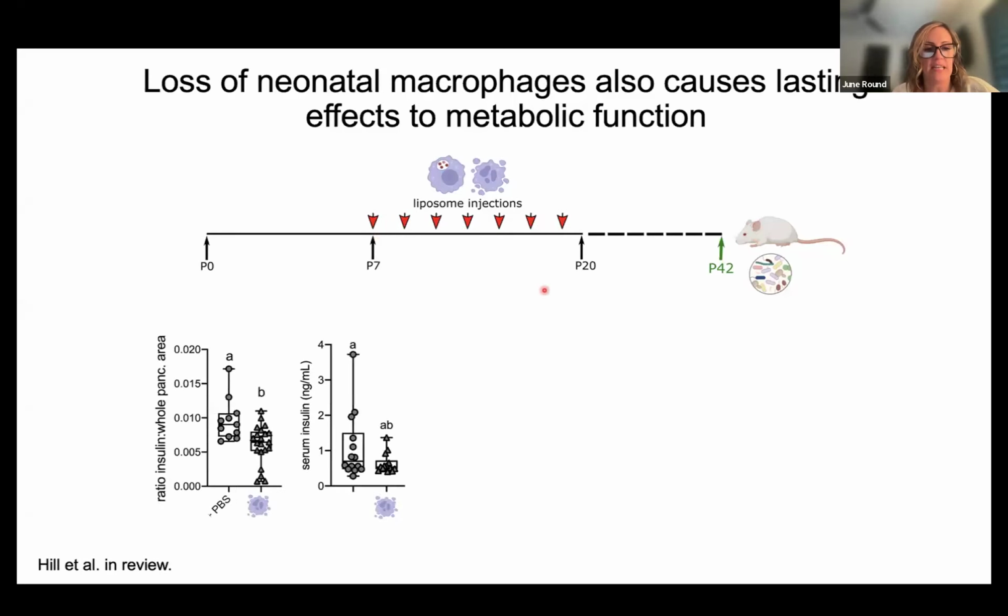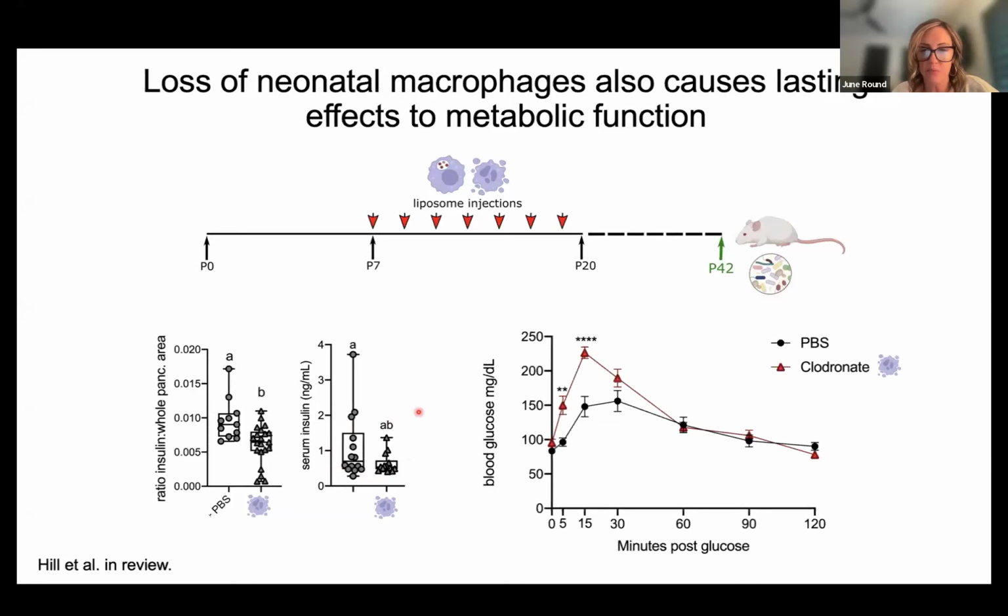So when she looks at the amount of insulin-producing tissue in the pancreas of these animals, she sees that when they have had neonatal depletion of macrophages, adult animals have significantly less insulin-producing tissue, or significantly fewer beta cells. Additionally, these animals produce less serum insulin when they've had neonatal depletion of macrophages. And again, if you provide glucose, animals that had neonatal depletion of macrophages are unable to clear glucose as quickly as animals that possessed macrophages during that developmental window.